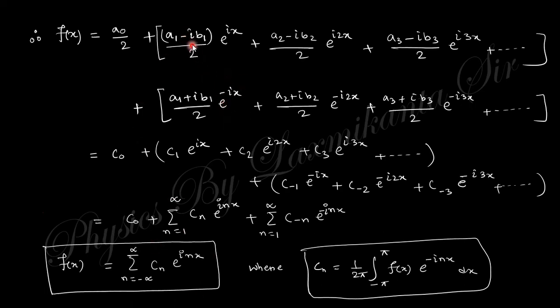Just common it out, and you can see this taken as a constant, this taken as a constant. So this is the positive part, this is the negative part, and with these two combined we can write this function as this exponential function, or complex function, like that, where cn can be found like that.